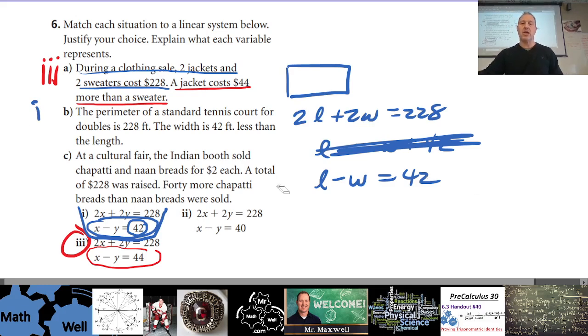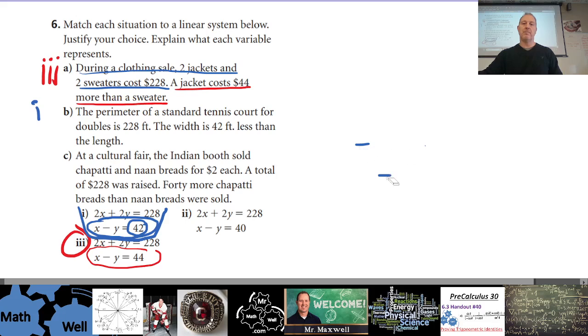So let's just double check really quickly here that that matches up. So a cultural fair, Indian booth sold chapati. How do you say that? Anybody know?